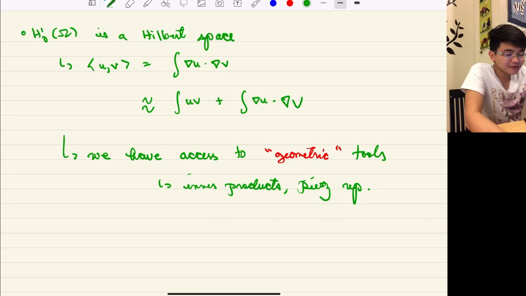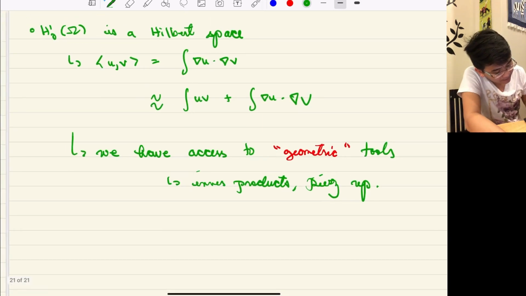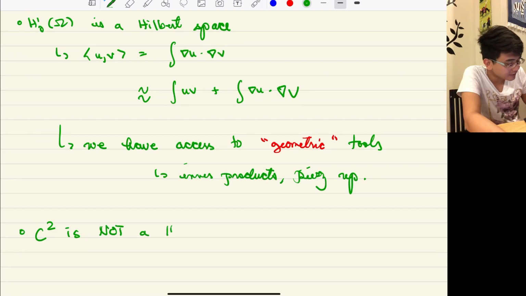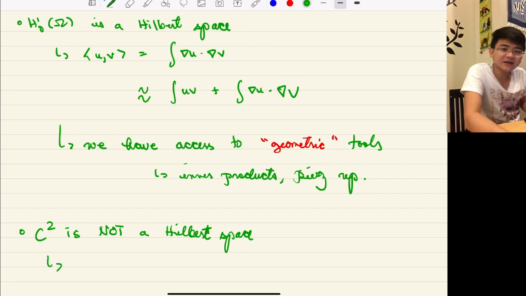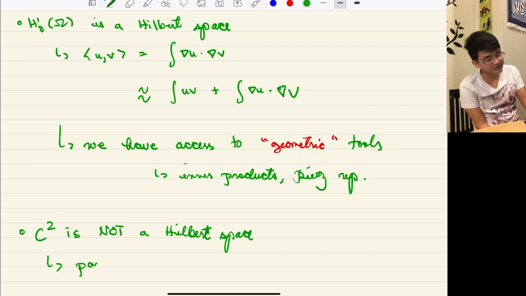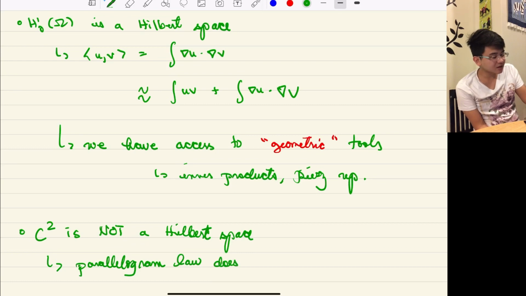So note that not every solution space is going to be a Hilbert space. So for example, C2 is not a Hilbert space. I don't think so. And to show that something is not a Hilbert space, the common thing to do is to show that the parallelogram law does not hold.